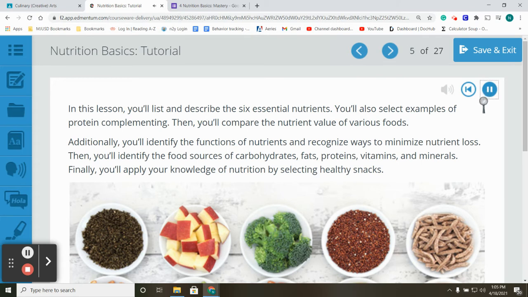In this lesson, you'll list and describe the 6 essential nutrients. You'll also select examples of protein complementing. Then, you'll compare the nutrient value of various foods. Additionally, you'll identify the functions of nutrients and recognize ways to minimize nutrient loss. Then you'll identify the food sources of carbohydrates, fats, proteins, vitamins, and minerals. Finally, you'll apply your knowledge of nutrition by selecting healthy snacks.